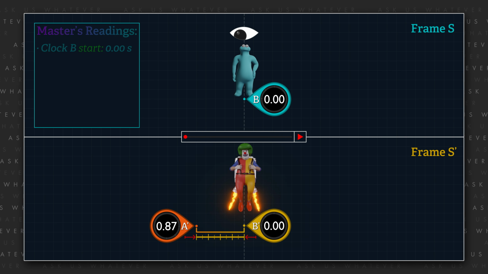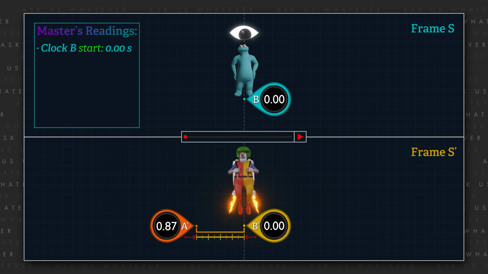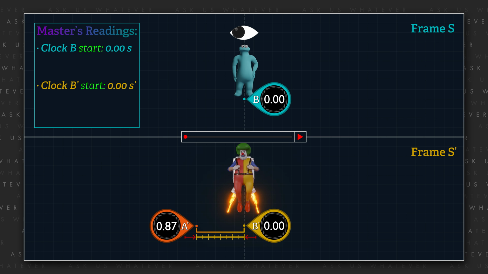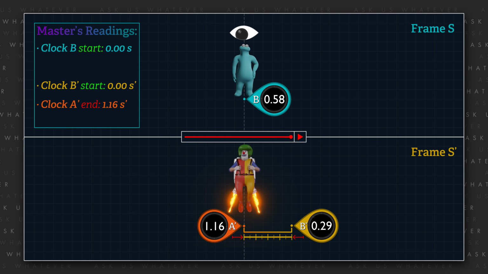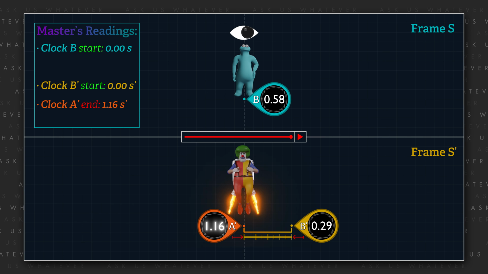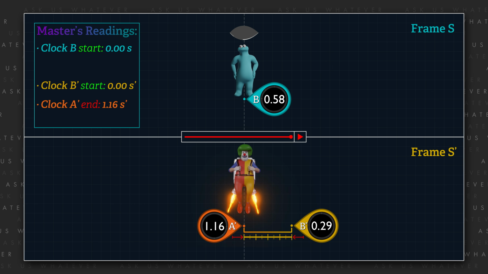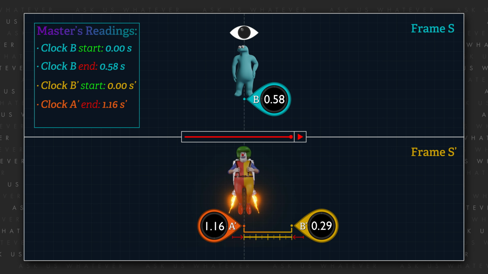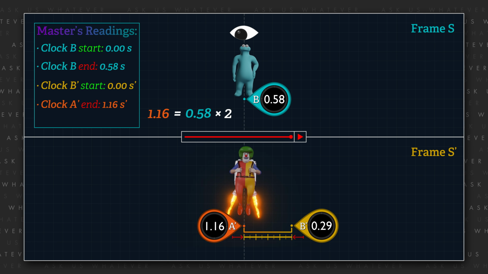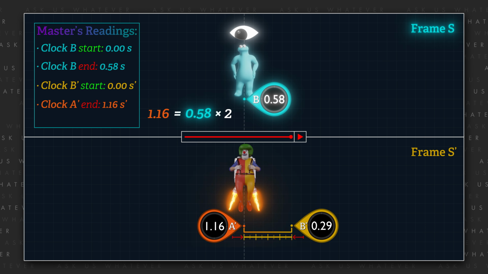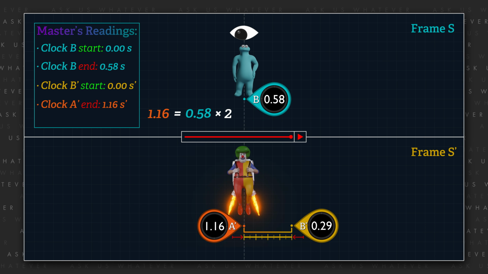So far, our analysis is consistent with commonly held beliefs about special relativity. But what if the master had noted the time on clock B prime when clock B prime was aligned with clock B, and then later noted the time on clock A prime when clock A prime became aligned with clock B? Oops. The master would observe a time difference of 1.16 seconds prime in frame S prime. And during that same interval, the master would observe only about 0.58 seconds to elapse on clock B. Thus, the master would conclude that twice as much time had elapsed in the clown's frame S prime as compared to the master's own frame S. This is the opposite of what we're told should happen in special relativity.